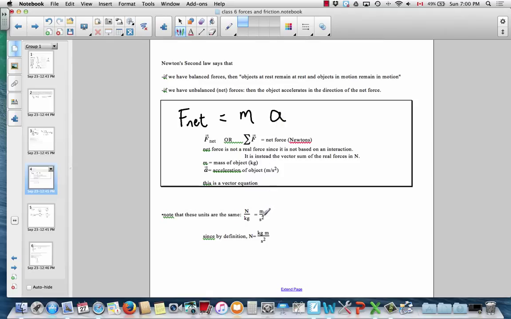Now, acceleration, we have said, is in meters per second squared. If you divide a force by a mass in newtons per kilogram, that's got to be equivalent. Well, it is, because a newton is defined as a kilogram meter per second squared. So dividing that by kilograms, you get an acceleration unit.